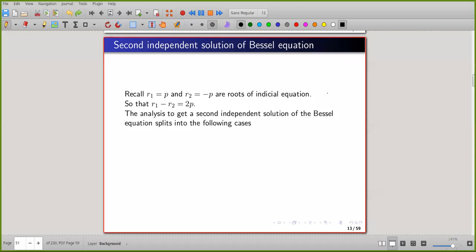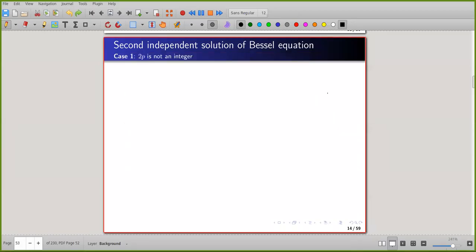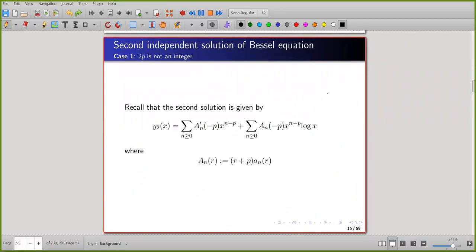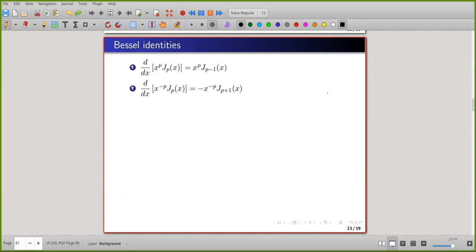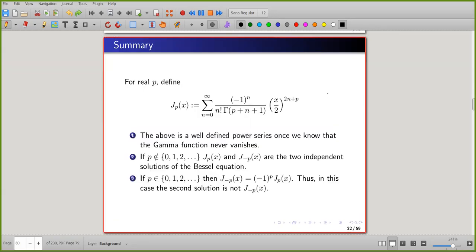So the analysis to get a second independent solution of the Bessel equation splits into the following cases: 2p is not an integer, 2p is an odd positive integer, 2p is an even positive integer, and p equal to 0. I have written the analysis. It's very complicated and kind of boring, and there are going to be no questions in the exam related to this. So I'm just going to skip through it. Those of you who are interested can look at it.